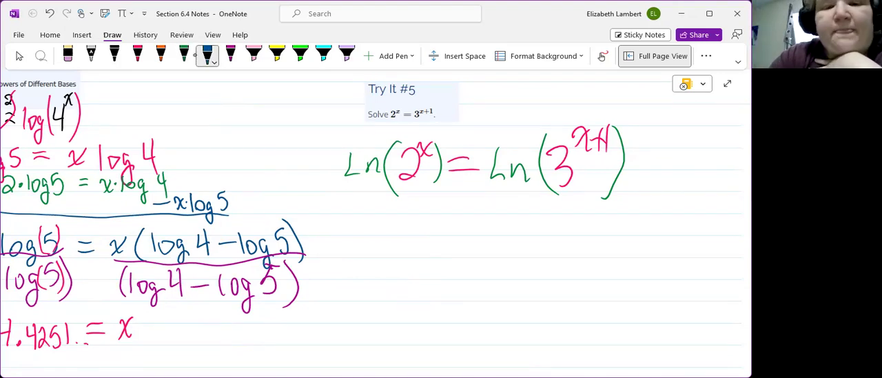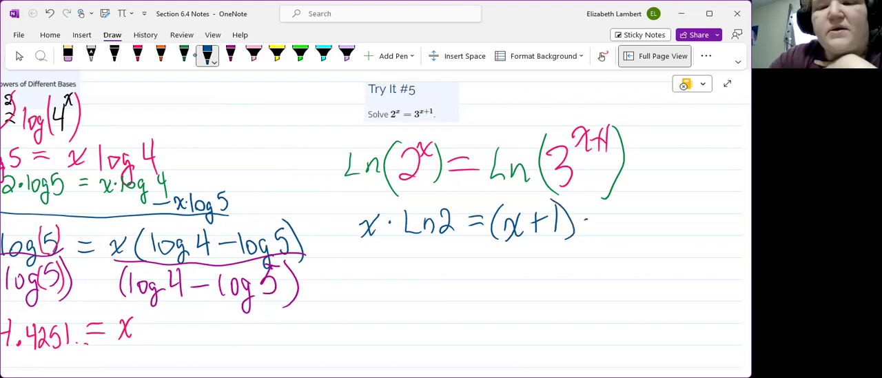Whatever. So we're going to bring the x down, power down. So this is x times the natural log of 2. And then over here, this is the whole exponent x plus 1 times, now this is just a number, natural log of 3. So I need to clear my parentheses by distributing.